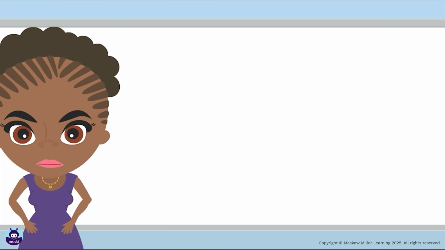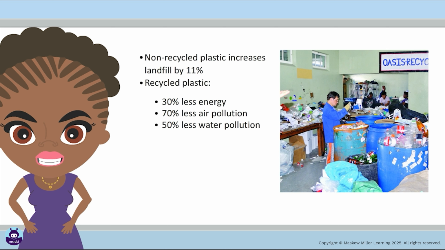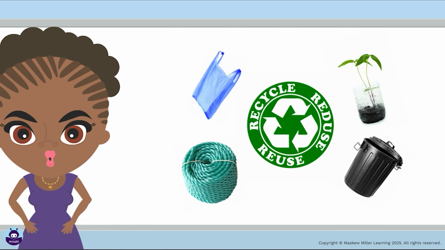Plastic that is not recycled goes to our rubbish dumps, which increase landfill by 11%. Plastics take between 5 to 100 years to degrade. This leaves us with landfill problems. By recycling, we lessen the impact on the environment. Recycled plastic uses 30% less energy, produces 70% less air pollution, generates 50% less water pollution, and wastes 90% less water in production. Knowing the properties of plastics can help us to reduce, reuse, and recycle plastic products, which is essential in helping to conserve our environment.